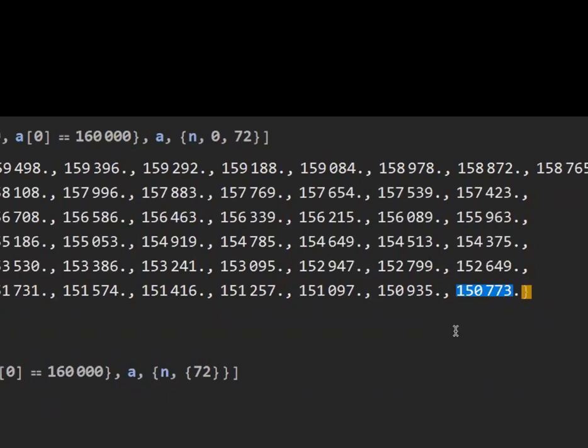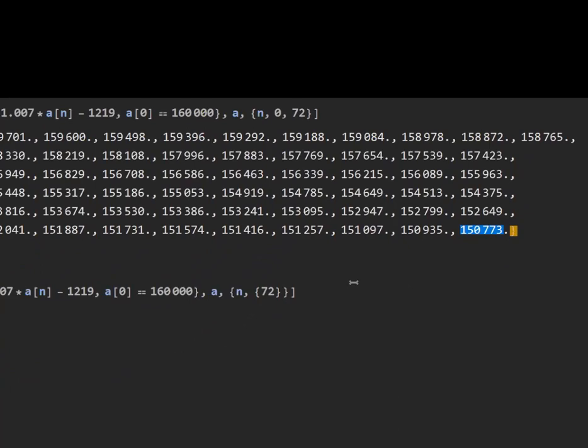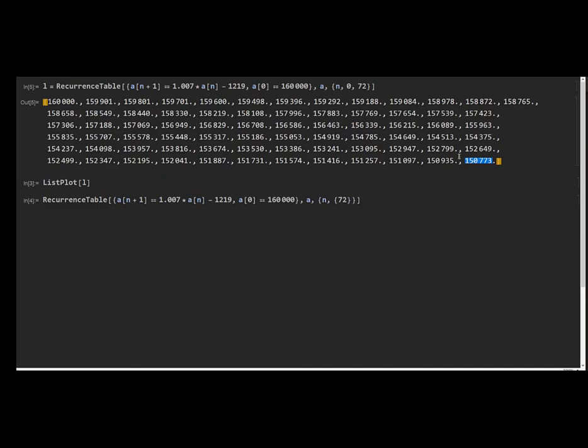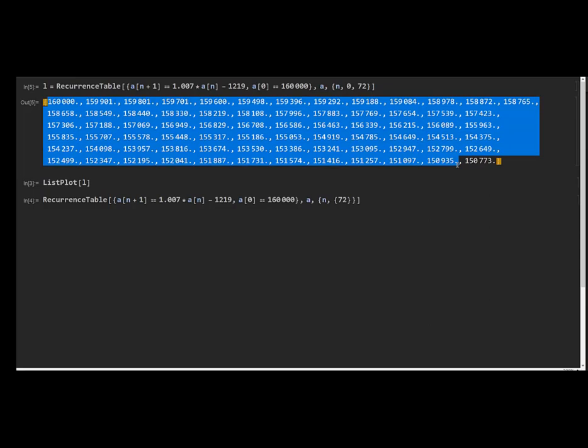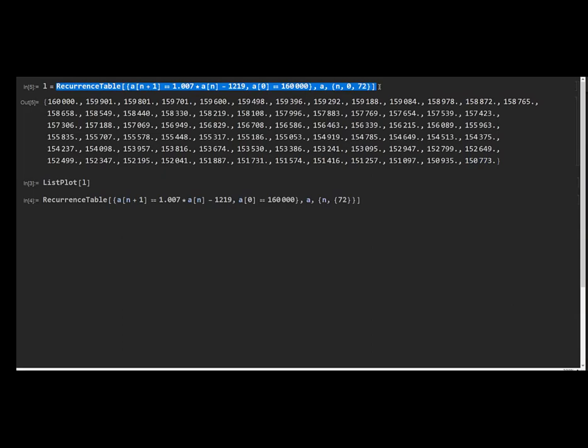The last value is the one that we're looking for, 150,773. Now, there's another way you can do this in Mathematica. In this particular problem, I'm only interested in the last value. I don't actually need to see all of this data. We can do that by using exactly the same code with only one difference. Instead of saying from 0 to 72, we say just 72 between curly braces. If we press enter, we get just the value that you're looking for. Okay.